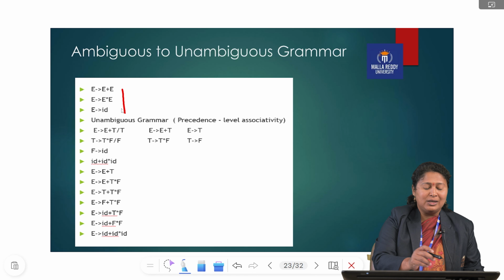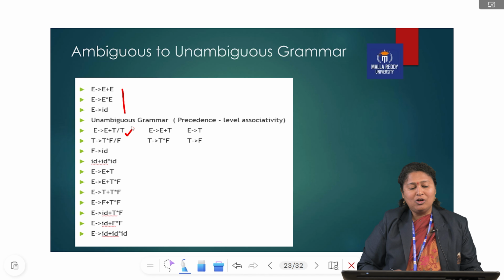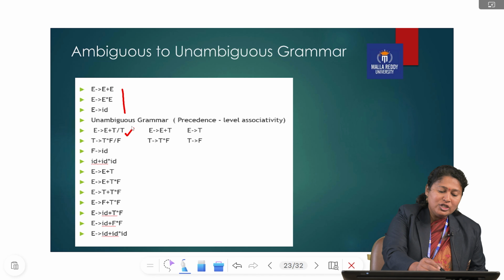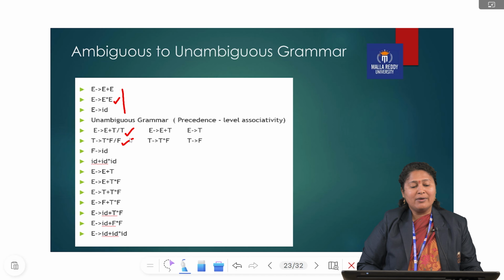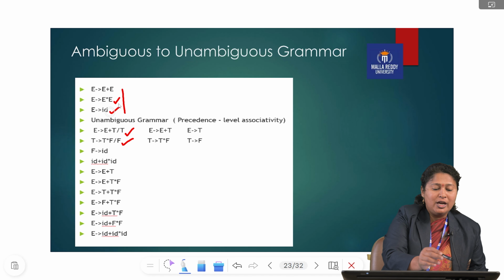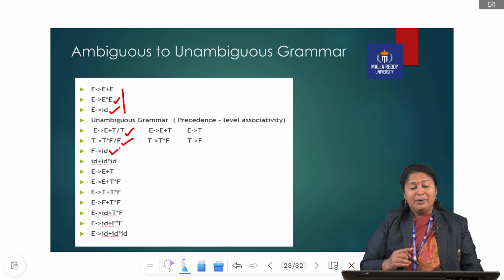In what way we are converting? We are changing E tends to E plus E to E tends to E plus T or T. We are adding an extra T here. And we are changing this E cross E to T tends to T cross F or F. And we are changing this E tends to ID to F tends to ID. So here the meaning should not change. If you are changing the grammar, the meaning should not change.